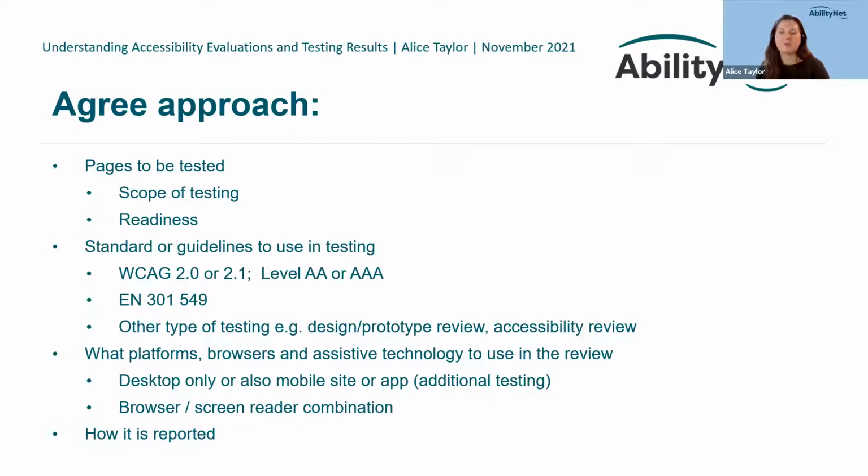And also think about how it's reported. So as we mentioned earlier, if it's a WCAG audit, you'd usually report things under the criteria. So that could be how it's structured. But you could do a different approach if it's not WCAG. So you could report it page by page, for example.